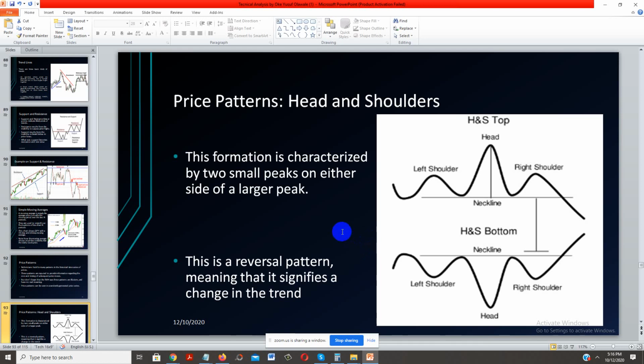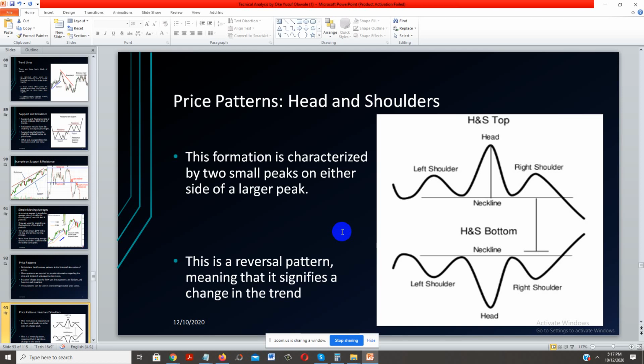Good. Have you been using head and shoulder pattern before, price pattern before? No, sir. But can you be able to identify this in a chart as it is like this? Sure. Okay. So this is a reversal pattern, meaning that it signifies a change in trend. Anytime you see a head and shoulder pattern, you ask yourself whether it is a top or bottom. A top is when the head is an uptrend. The bottom is when the head is a downtrend.